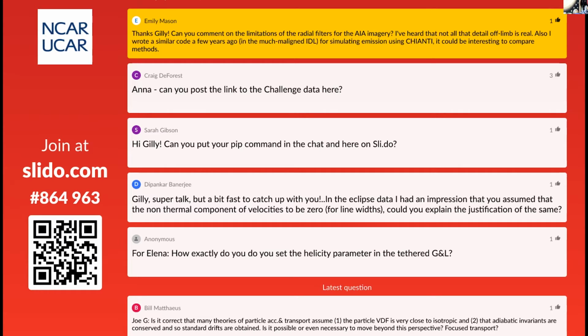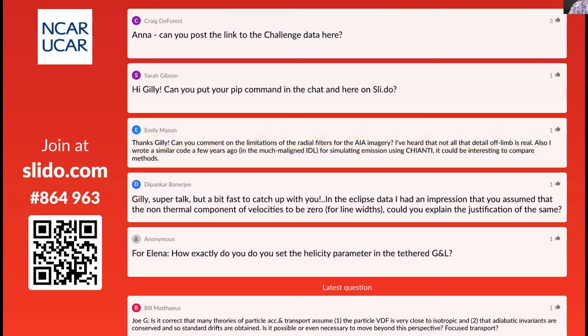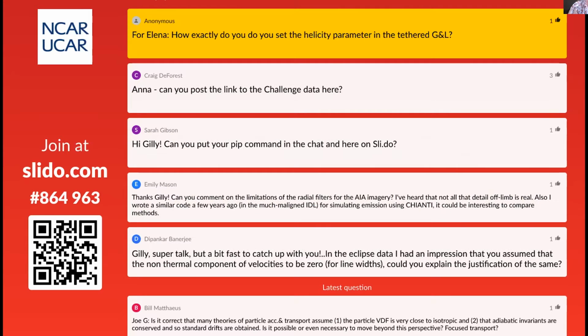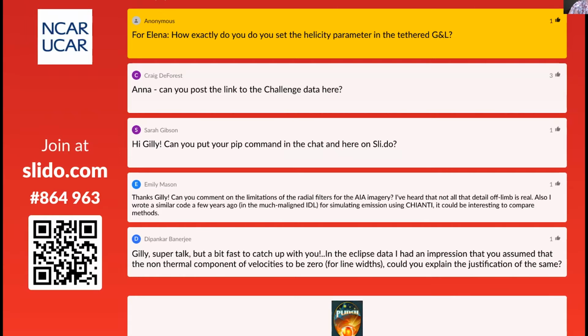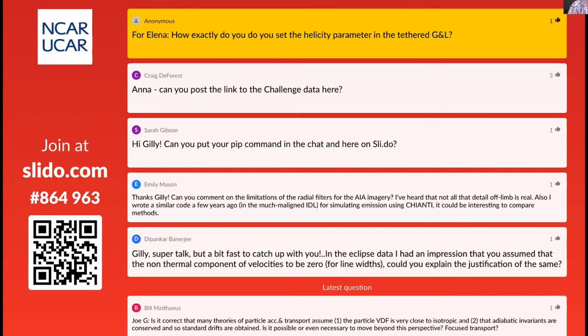Yeah. So then there are questions for Elena. There is an anonymous question about how exactly we set up the helicity parameter in the tethered Gibson and Low. Elena replied that we are not explicitly setting it up, but that is not entirely true. It's one of the default parameters. The default value is negative, and we will not be changing it for the DOICMAM challenge, which is the probabilistic study of the CMEs. However, for the CME challenge, we can change it. There is a way to switch the helicity in Gibson and Low.